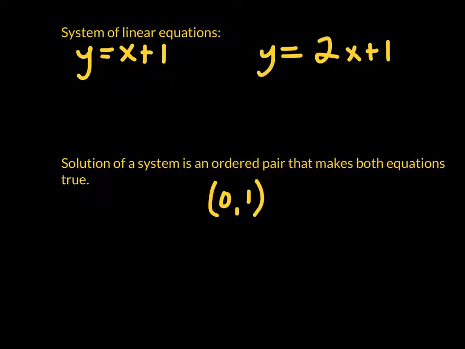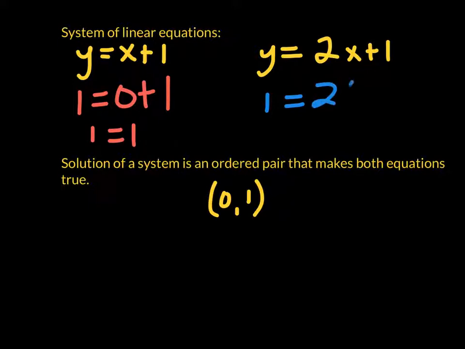We have 1 goes in for y, 0 goes in for x. 0 plus 1 is indeed 1, so this side is true. And on this side, you put 1 in here, and you put 0 in for x over here. 2 times 0 is 0, leaving us with 1, and you're left with 1 equals 1. So this is a solution to this system of linear equations. What we're going to be doing today is finding this solution for a system of linear equations.